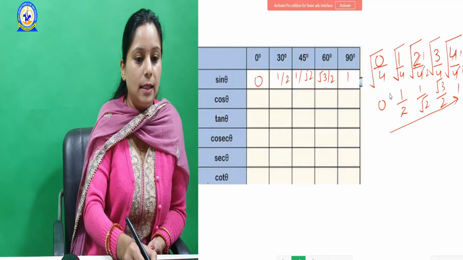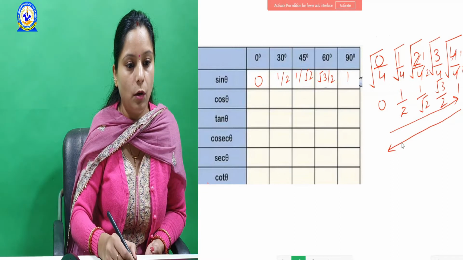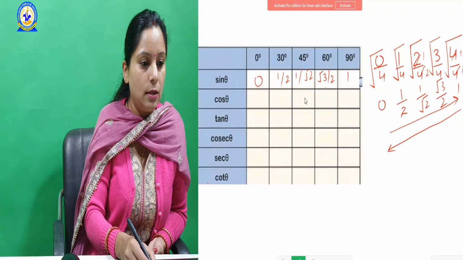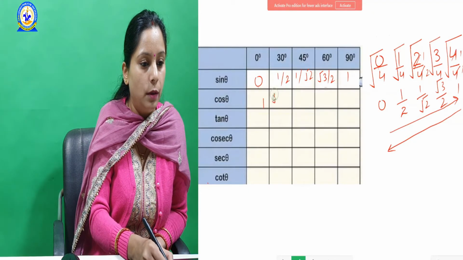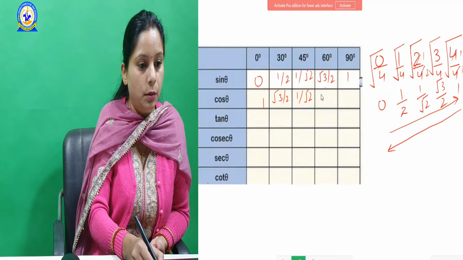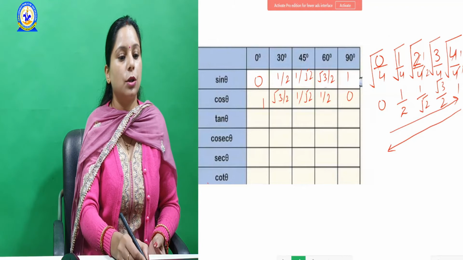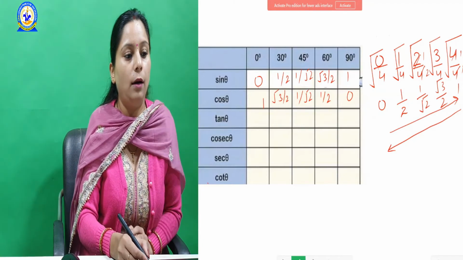Now for cos theta, start filling the same values in reverse order. Just follow the direction of the arrows. Here it is 1, so cos 0 is 1. Next we have root 3 by 2, so cos 30 is root 3 by 2. Next we have 1 by root 2, then 1 by 2, and then 0. So in such a simple manner we have learned to fill all the values for sine and cos.